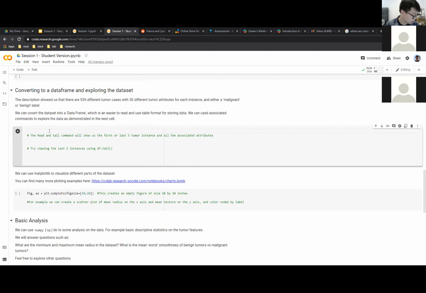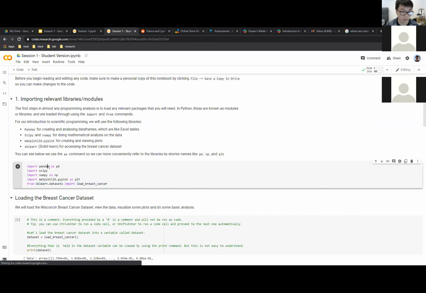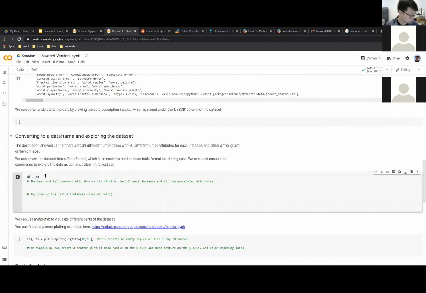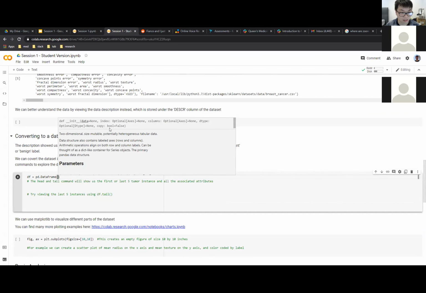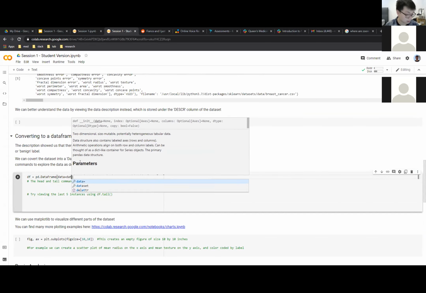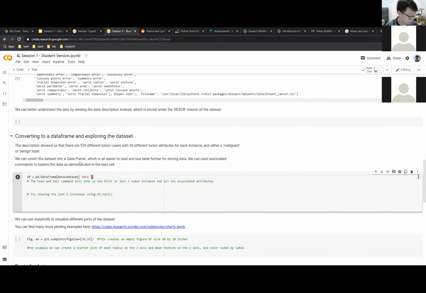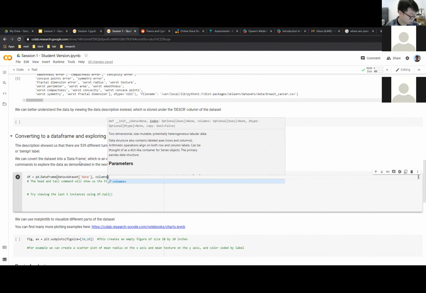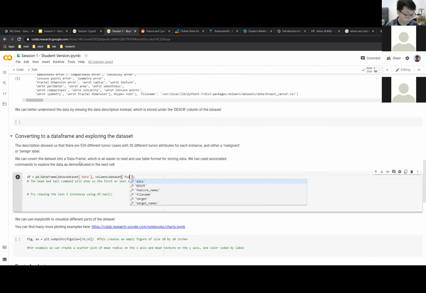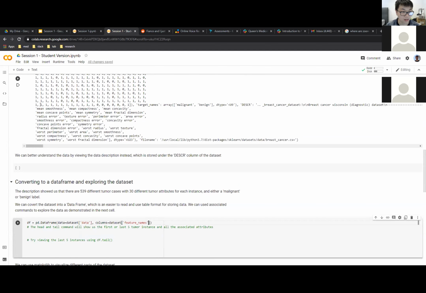The command to do this is, we've got to name our data frame. So I'm going to name it df equals PD. PD means we're calling the pandas library. If you see at the top, we imported the pandas library as PD. So we're going to look in this pandas library, and there's a function called DataFrame. We have to specify our data set. Here it tells us what we need to specify. We have to specify what our data is, so data equals dataset data. We have to specify the column names, so columns equals dataset feature names, because within the data set, there's this column called feature names that has all these labels.